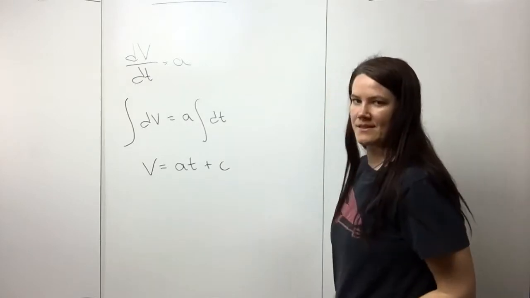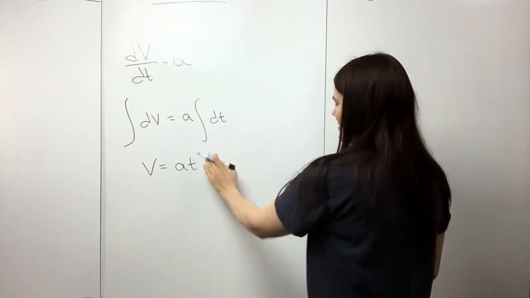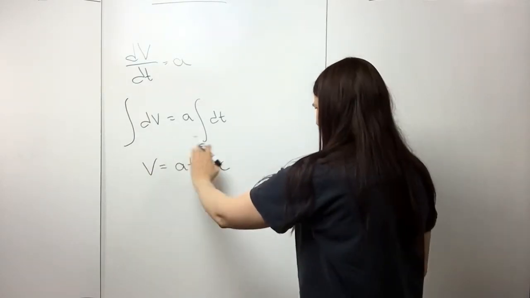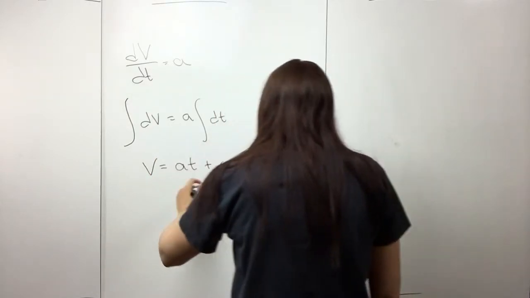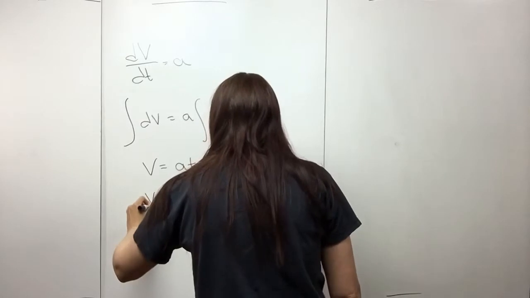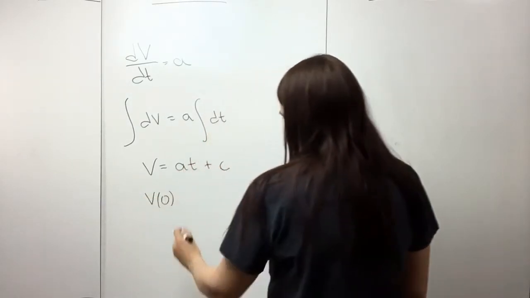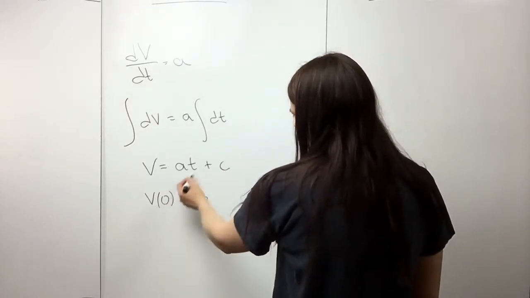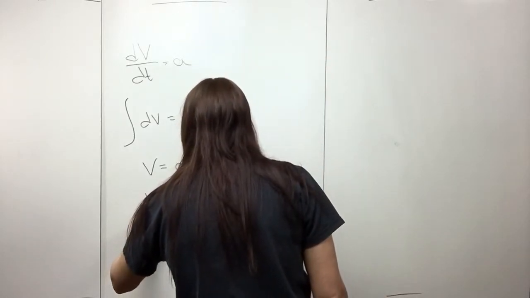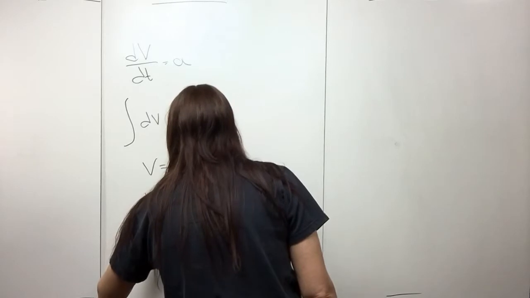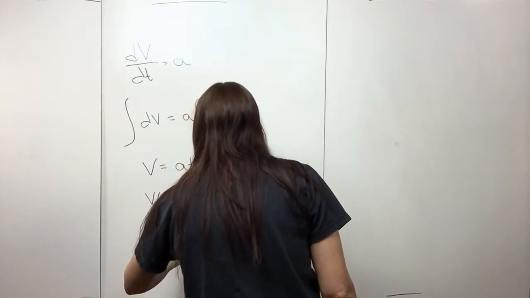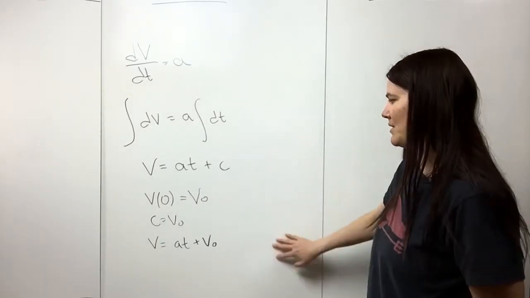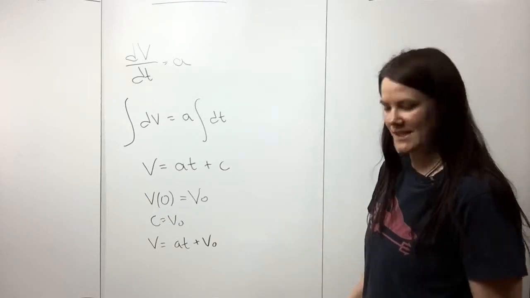The c is a constant. The reason we need this is because we haven't applied limits to our integrations. So if you solve for c, you know that when t is 0, your velocity is v naught. If you plug this in and solve, you get that c is equal to v naught. So v is equal to at plus v naught. This should be really familiar, like what you would learn in first year physics.